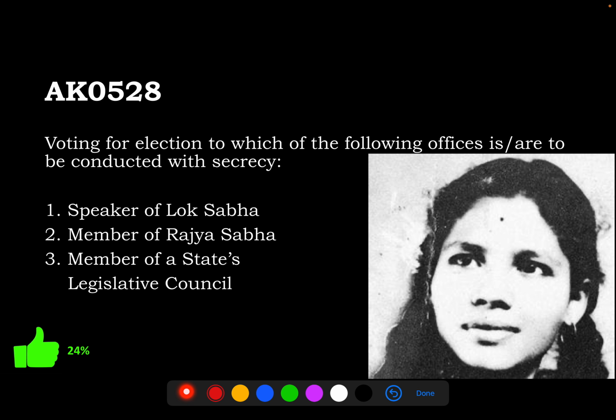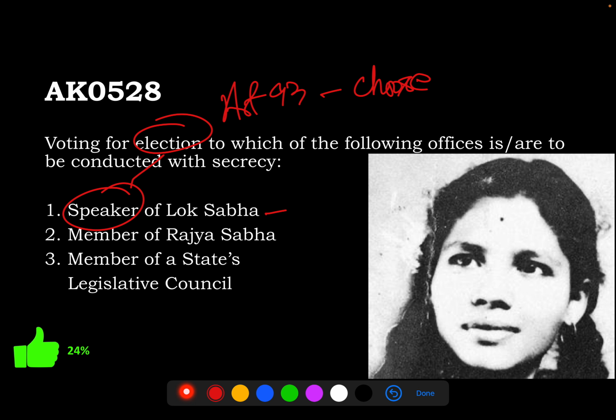Then, voting for election to which of the following offices is or are to be conducted with secrecy. First says Speaker of Lok Sabha. Now, technically speaking, there is no election of the Speaker actually. Constitution under Article 93 requires the House to choose. It doesn't say elect, but that's being technical about it. House to choose one member as the Speaker.